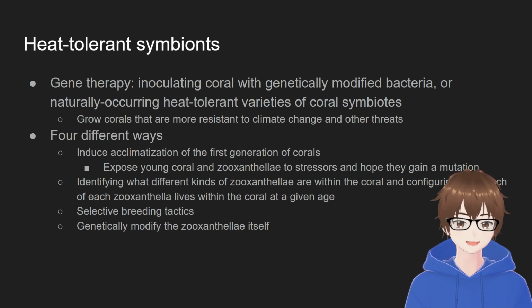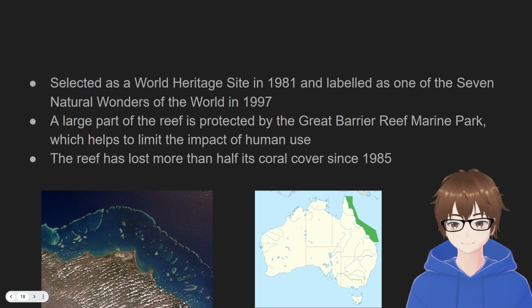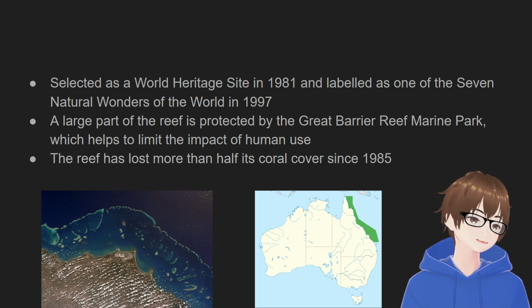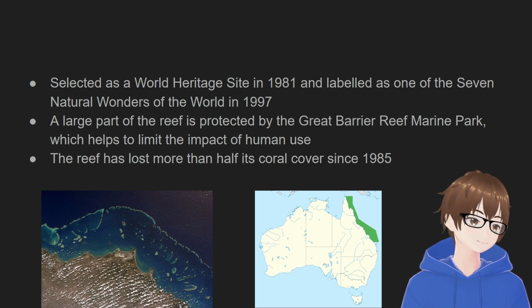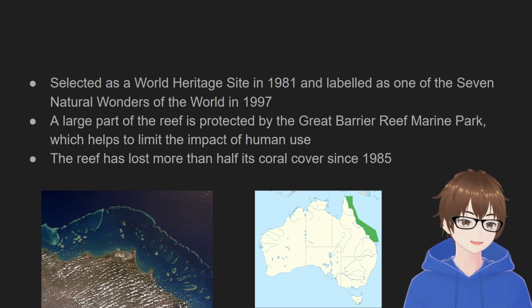So basically what I'm saying is we need to worry about climate change, because a lot of coral reefs have been lost. How much of the Great Barrier Reef had already been destroyed? Let me go look real quick. So yeah, the reef has lost more than half of its coral since 1985. So just within that amount of time, it has lost half its corals. The Great Barrier Reef, the largest coral reef, one of the seven natural wonders of the world, and half of it has been gone since 1985.